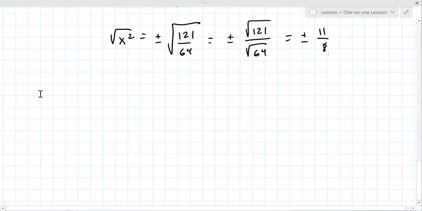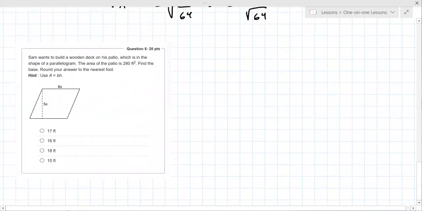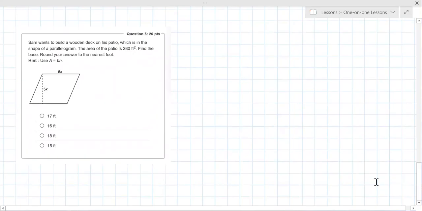Okay, so we have a word problem coming up here. Sam wants to build a wooden deck on his patio. The area of the patio is 280 feet squared, and they give you a formula. This 6x is also down here, and that's the base. This is also the base if you invert the way you look at it. The height, though, is here, up and down. We don't need the right side of it. You need the height. This is a diagonal. It's useless.